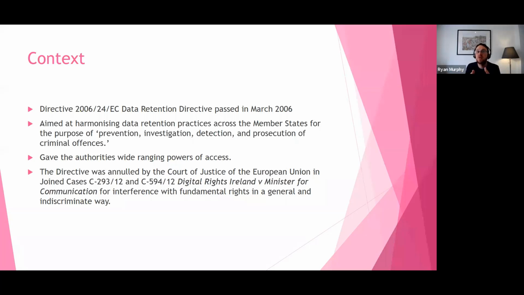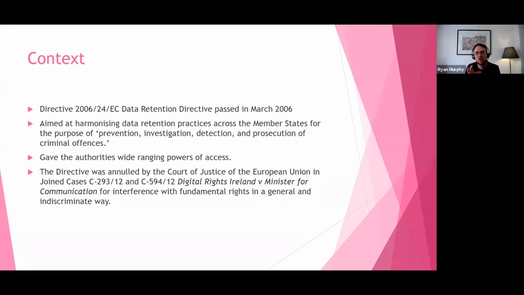The European Union saw that this was problematic, that you had different practices in different member states. So this directive was aimed to establish a common legal framework for data retention practices, in particular for the purposes of the prevention, investigation, detection, and prosecution of criminal offences. Essentially, the directive gave the authorities, such as the police, with some judicial oversight, very wide-ranging powers of access to the data that had been stored with these providers. The providers had to give over this data to the authorities when so requested.